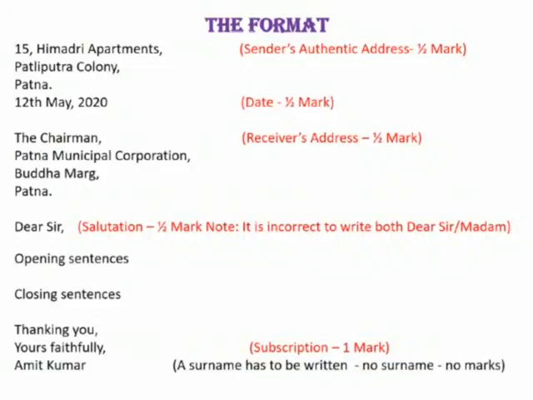So that's the layout, the format of the formal letter as it would look when you write the full letter. 15 Himadri Apartments, Patliputra Colony, Patna, that's the sender's address. It should be authentic and you will be awarded half a mark for it. Then comes the date for which you will be awarded half a mark, 12th May 2020. Followed by the receiver's address, again for half a mark, the chairman, Patna Municipal Corporation, Budhmarg, Patna.